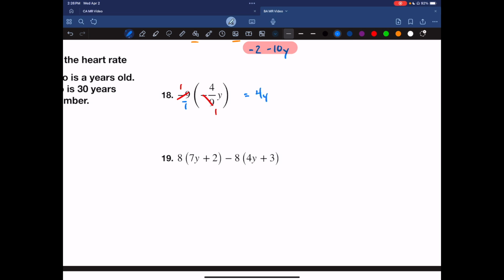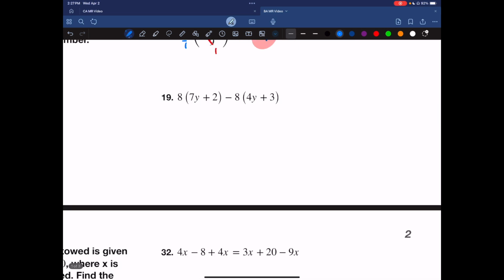4y is what's left. Okay, 8 times 7y is 56y, plus that's going to be 16, minus, and when we have parentheses separated with a minus like this, we want to make sure that that negative gets distributed to everything in the second parentheses or whatever's behind it. So this is going to be minus 32y and minus 24. All right, once again, 56 minus 32, that's going to be 24y, and then 16 minus 24 is going to be minus 8. Okay, there's that.